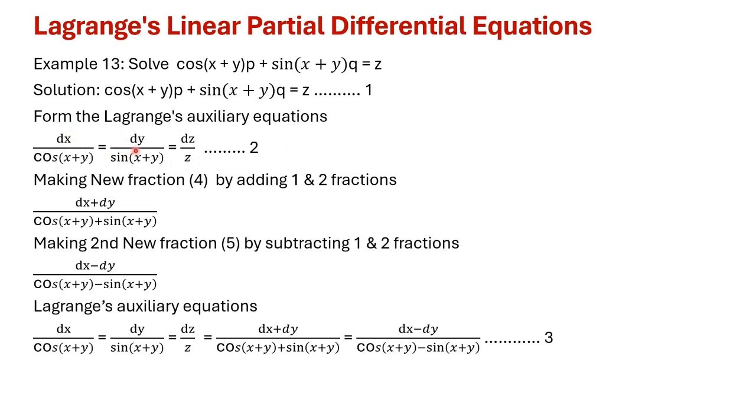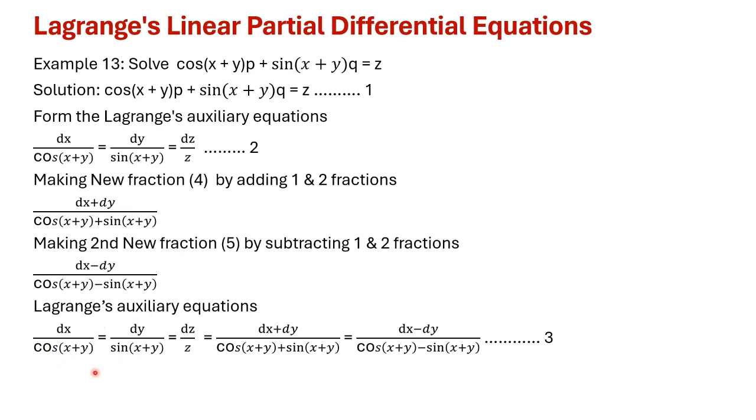So first we'll make a new fraction by adding 1 and 2. When we add this and this, we get dx + dy is equal to cos(x + y) + sin(x + y). So this will be our fourth fraction, and we'll make one more fraction by subtracting 1 and 2. When we subtract 1 and 2, we get dx − dy, and here cos(x + y) − sin(x + y). We'll call this fraction 5. So these are the three original fractions, and these are the two newly created fractions.